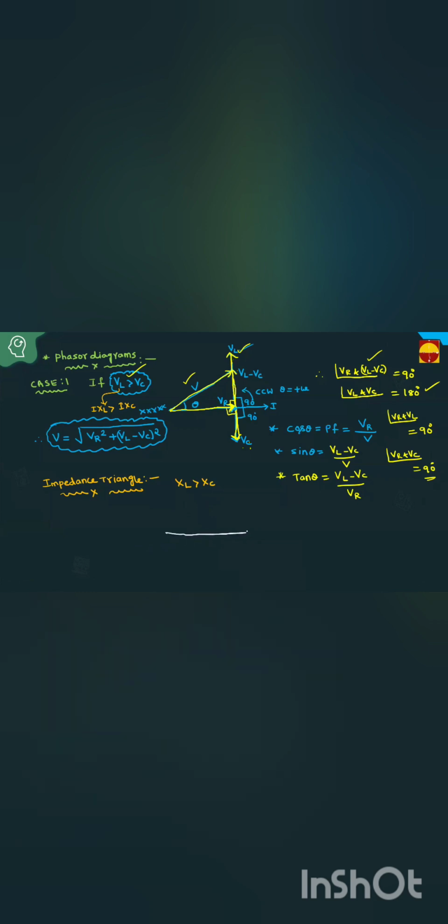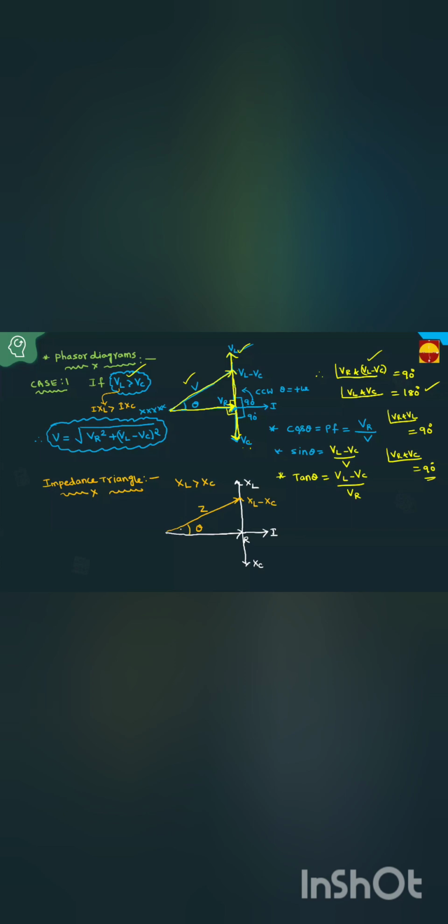This is I. This is R, students. This is XL. This is XC. This resultant is XL minus XC. This is opposite, no? XL minus XC. This resultant is Z. This is theta.